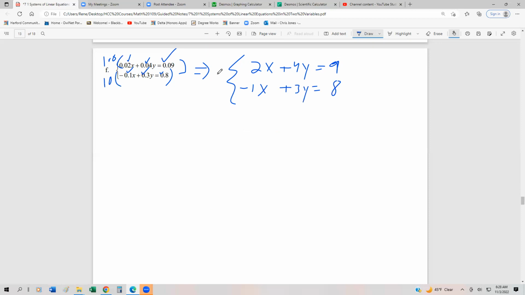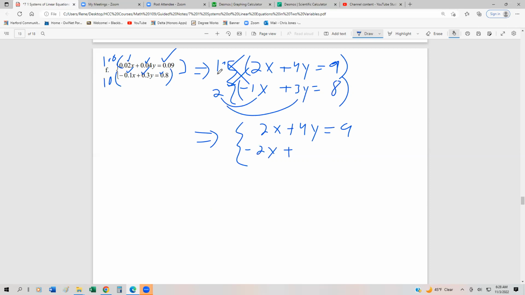Now I can use the elimination method. I'm going to multiply the first equation by 1, and the second equation by 2. So just cross multiply if you would. Multiplying the first equation by 1 just keeps this first equation the same. So 2x plus 4y equals 9. Multiplying by 2 on the second equation, we get negative 2x plus 6y is going to be equal to 16.